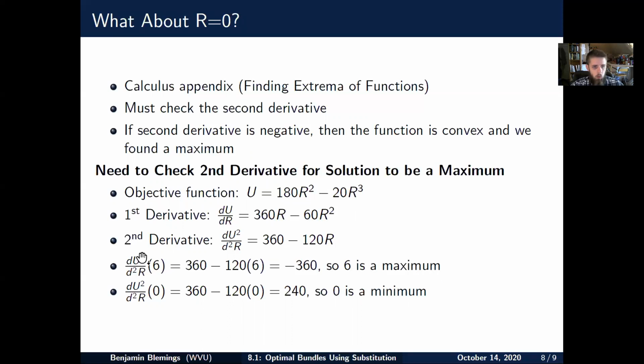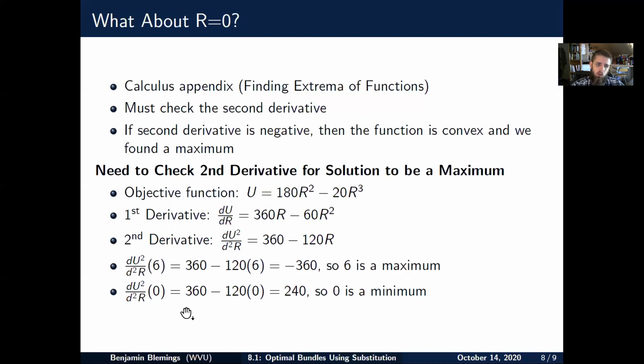And so when I plug in 6 to the second derivative, I get 360 minus 120 times 6. This should be negative 720. And so the value is negative 360. So we know that 6 has to be a maximum because this number is negative.